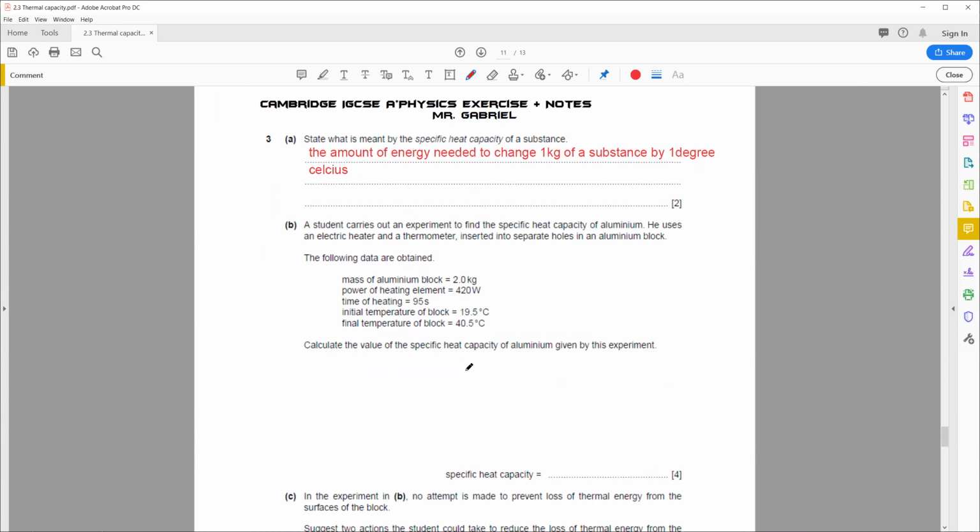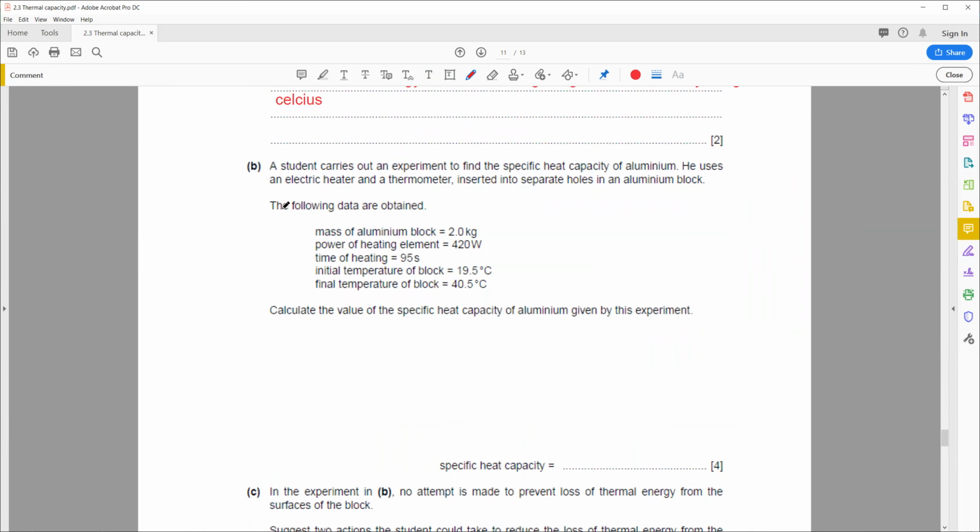Then the next part here is going to be basically calculation. If you look at this question here, a student carries out an experiment to find the specific heat capacity of aluminum. He uses an electrical heater and thermometer inserted into separate holes in the aluminum block. The following data is obtained. The aluminum block is this, so I identify this as mass, the power is this, the time taken to heat is this, the initial temperature to here. So the difference is essentially 21 degrees Celsius. I write it down here, and I identify that this is going to be the data. First and foremost, I ask you to calculate the specific heat capacity of aluminum.